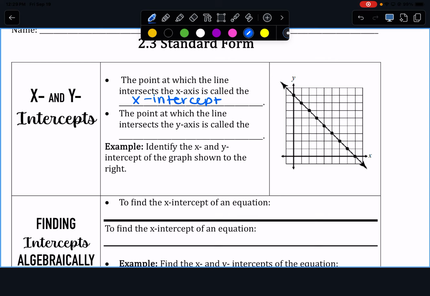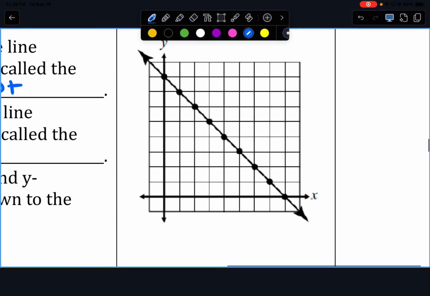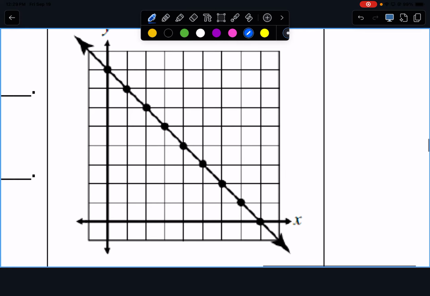And the point at which it crosses the Y-axis is called the Y-intercept. So we're going to look first at these graphically. Graphically is the easiest way to find X and Y intercepts because you just look at where it crosses the graph, right? So if we look at this picture right here, where is the Y-intercept? At what point?